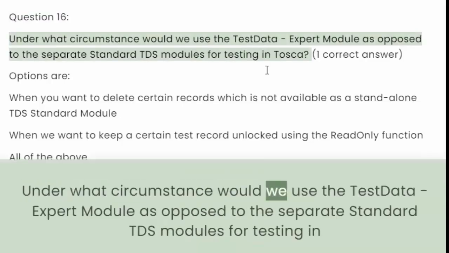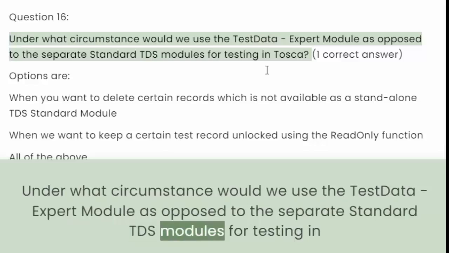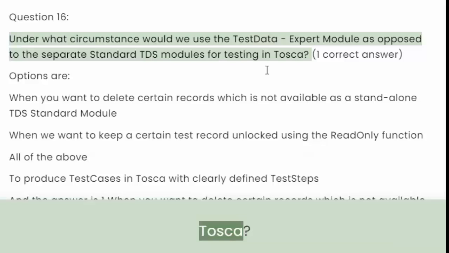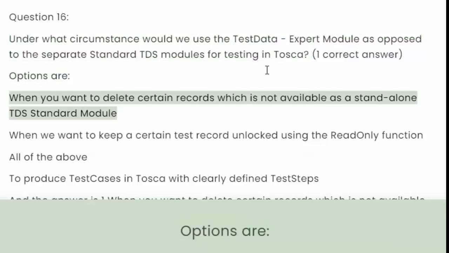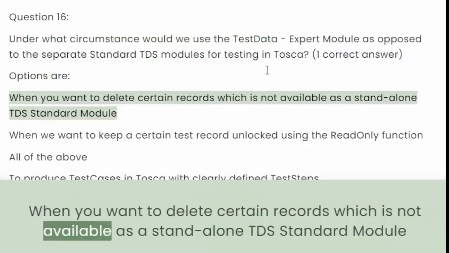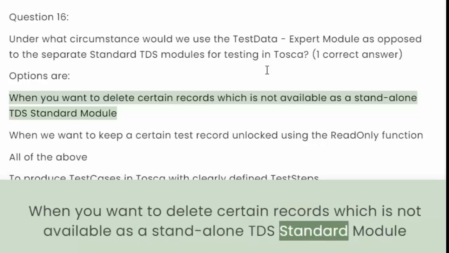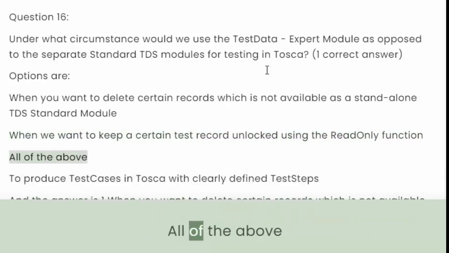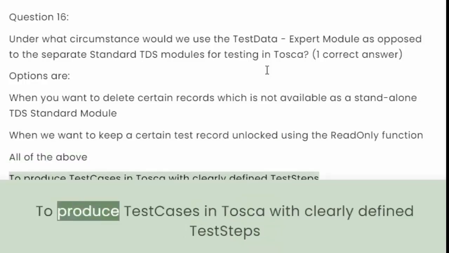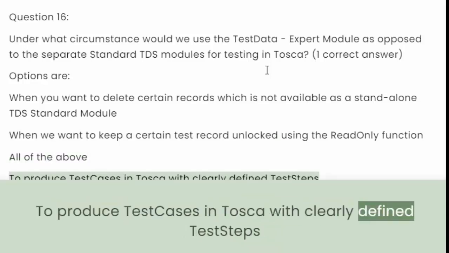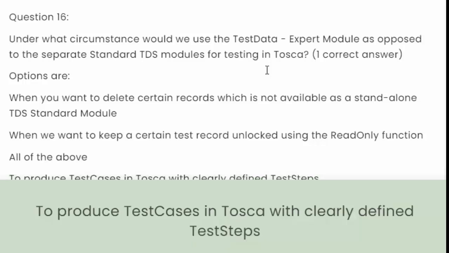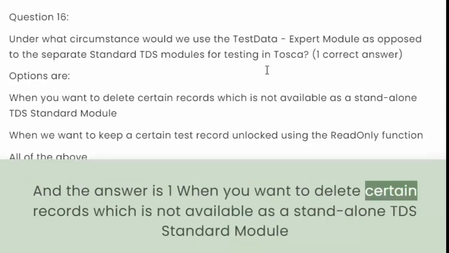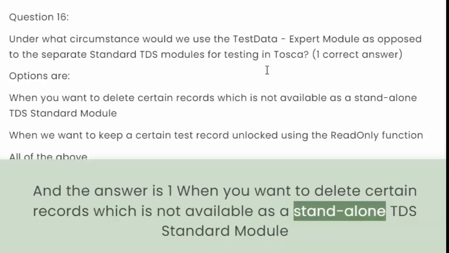Under what circumstance would we use the test data expert module as opposed to the separate standard TDS modules for testing in Tosca? Options are: when you want to delete certain records which is not available as a standalone TDS standard module; when we want to keep a certain test record unlocked using the read-only function; all of the above; to produce test cases in Tosca with clearly defined test steps. And the answer is 1, when you want to delete certain records which is not available as a standalone TDS standard module.